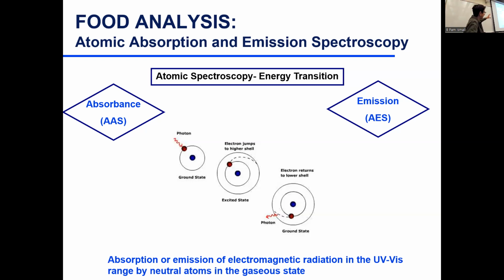So the electron in the valence shell, or the valence electron in the outer shell, is hit by light at a specific wavelength, and it gets excited to a higher energy level or higher shell. And then going back to ground state, it emits a little bit of heat, and it also is going to emit light at the longer wavelength. So we can either measure the absorption or the emission of atoms.